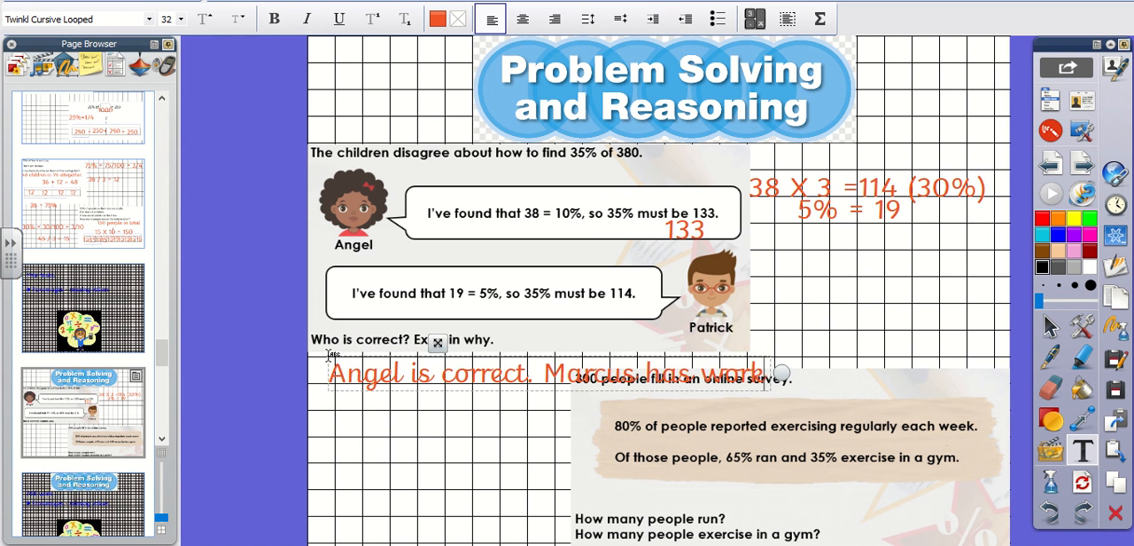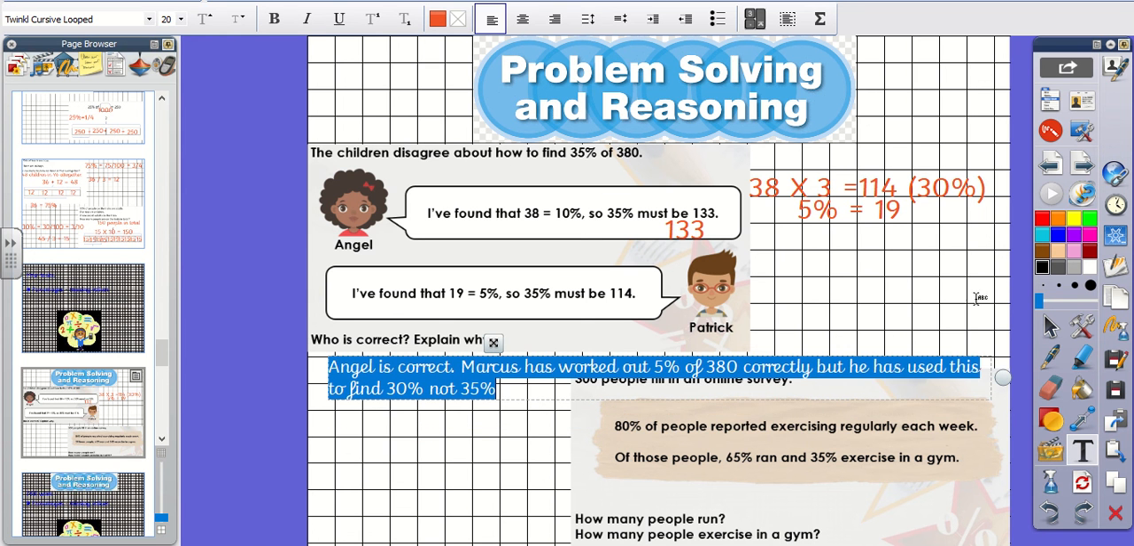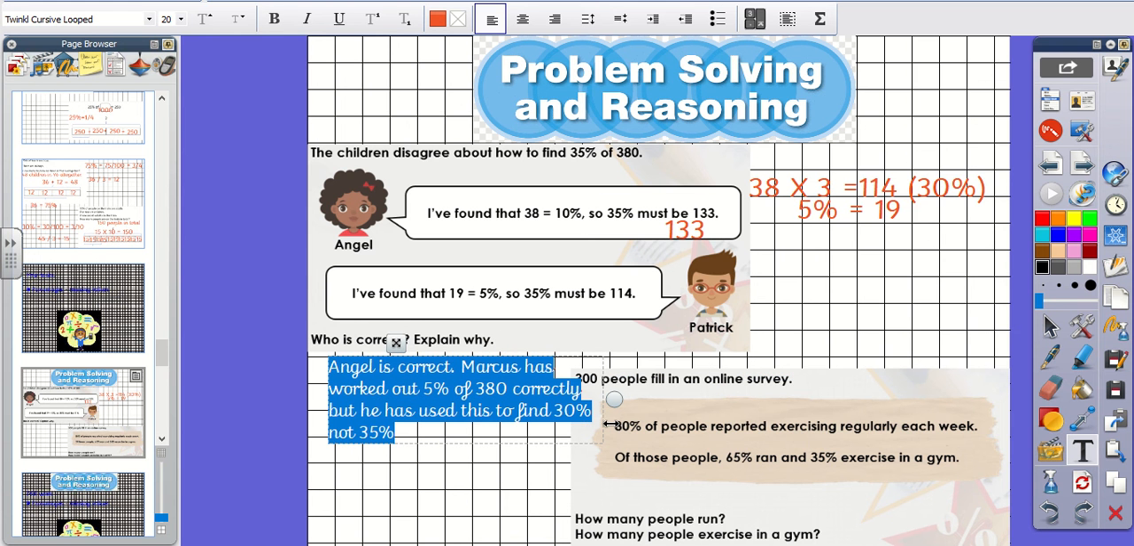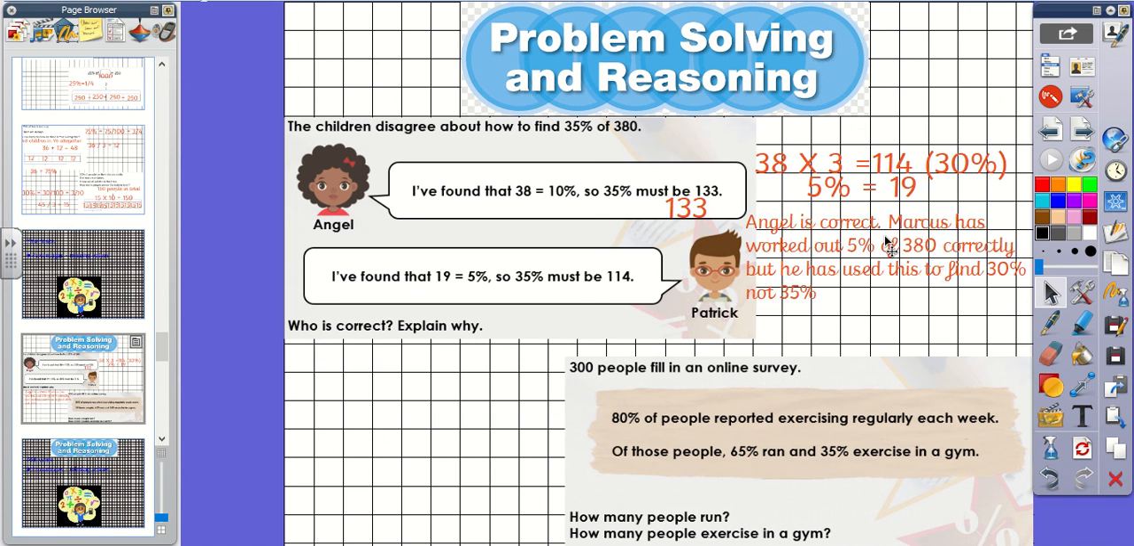Marcus has worked out 5% of 380 correctly, but he has used this to find 30%, not 35%. Okay, just make that a bit smaller. Might just need to put that there as well. Excellent. Okay, so Angel is correct. Marcus has worked out 5% of 380, which was correct. But he has used this to find 30%, so he did 30%, 114, and he didn't add them together, not 35%. Okay, so next question then.